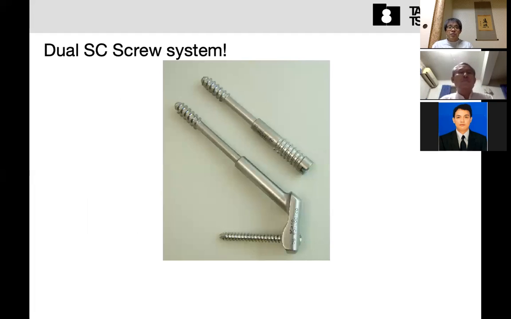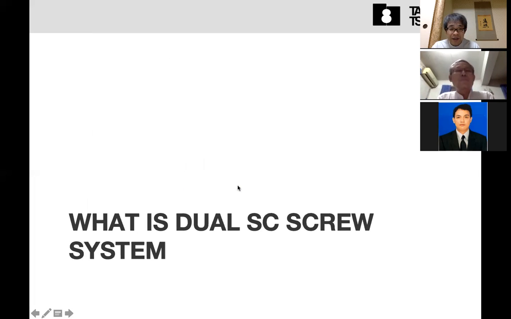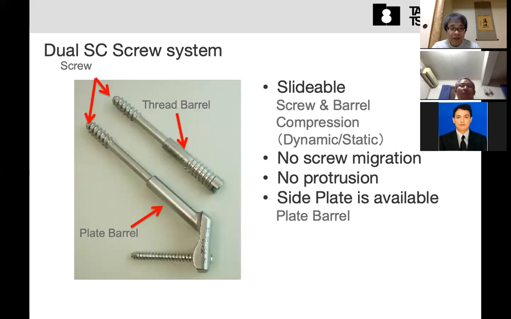Okay, so this is the DRS screw I devised. This system is something like the mini CHS, like this. There are two types of screw system. This is a thread barrel. It is a simple screw. It can slide into the barrel.